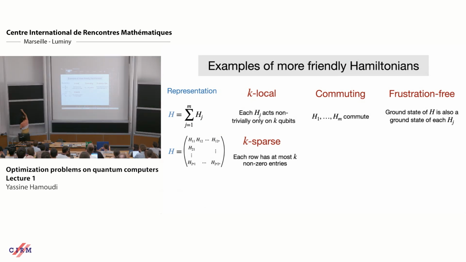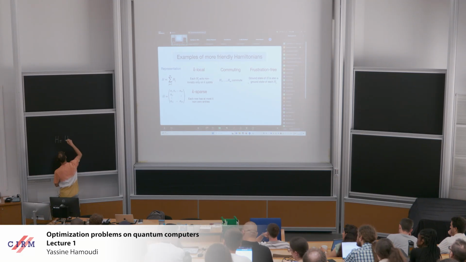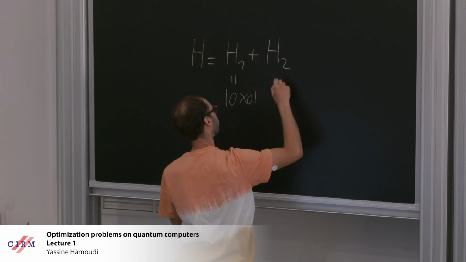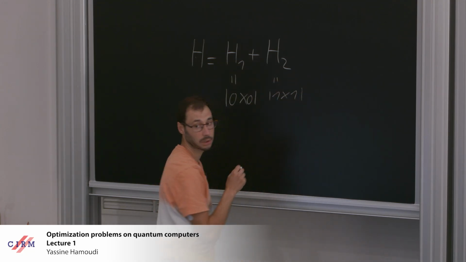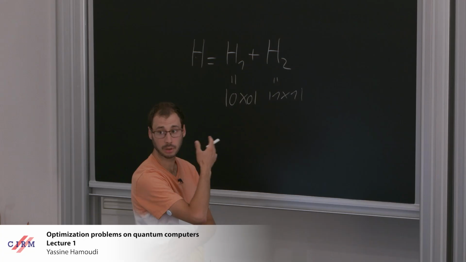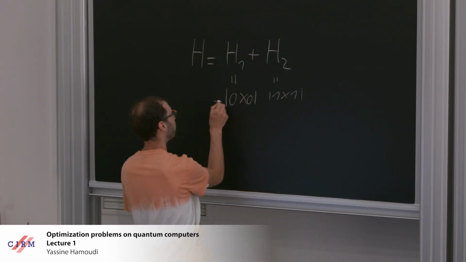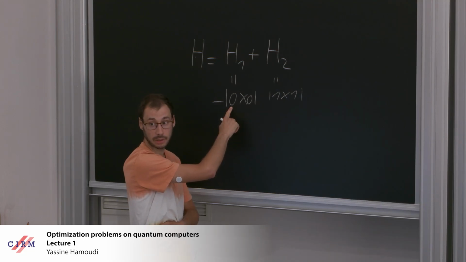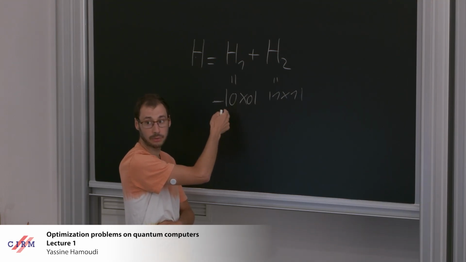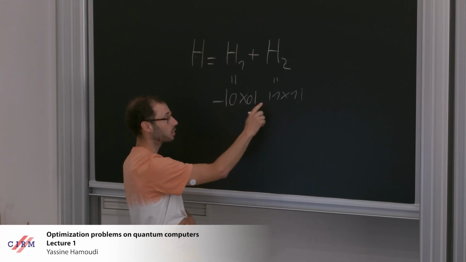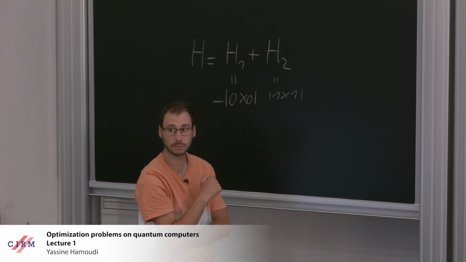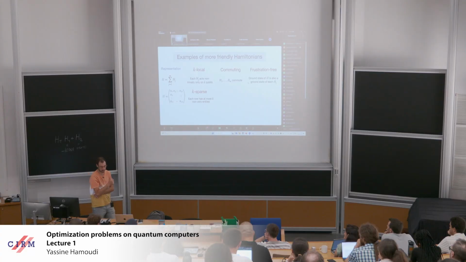So let's say you take H equal H1 plus H2. Okay, and H1 is just, let's say, minus |0><0|, and H2 is just minus |1><1|. Okay, so they commute with each other. But the ground state of H is ket 0, right? So that is the smallest eigenvalue, minus 1. But the ground state of H2 is 1, so it's not frustration free.